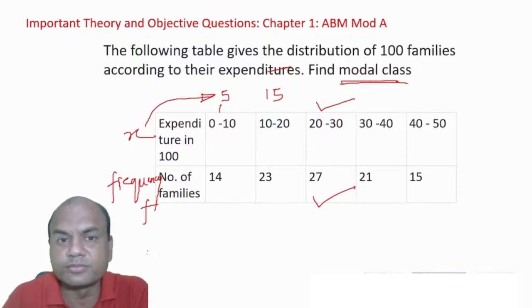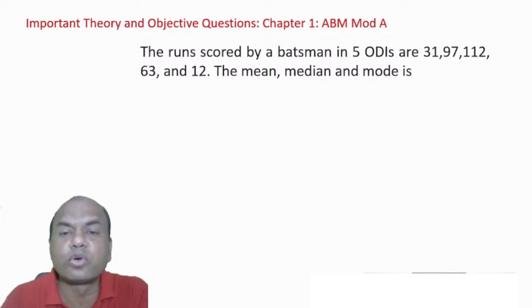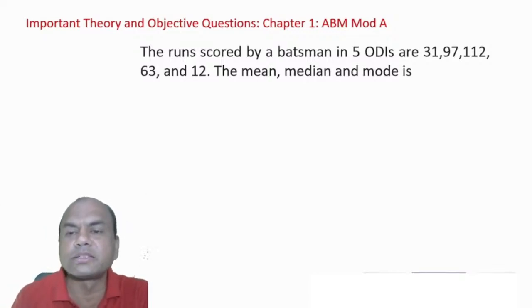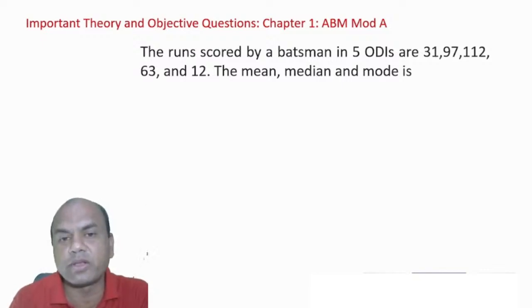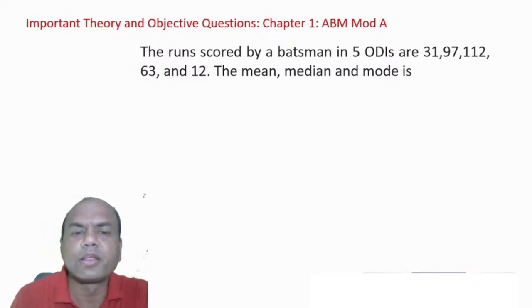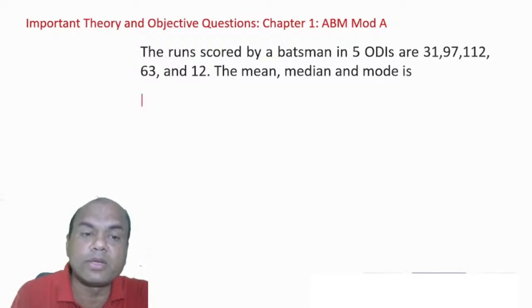Move on. The runs scored by a batsman in 5 ODIs are 31, 97, 112, 63 and 19 and 12. Find the mean, median and mode. So what is this? Mean, median and mode. So first let's find out the mean. What is mean?